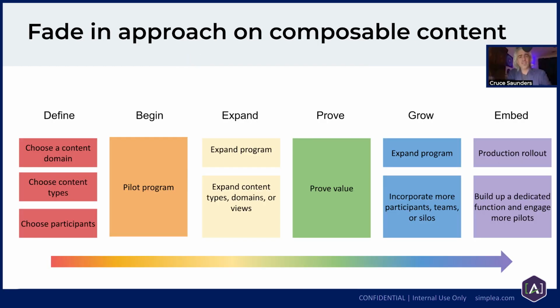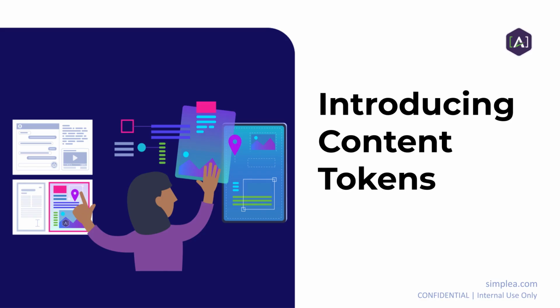And then fade in an approach to working with composable content types that can be put into a pilot that you can expand, prove value, expand further, and incorporate more participants, and then bring into production rollouts and iterate. And then from there, build up a dedicated function and engage more pilots that are ancillary until you're building a content system ultimately. So we talked about content models, but we want to decompose content models further.